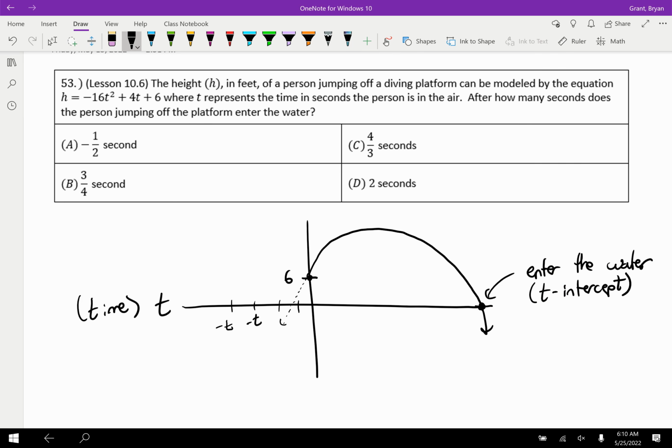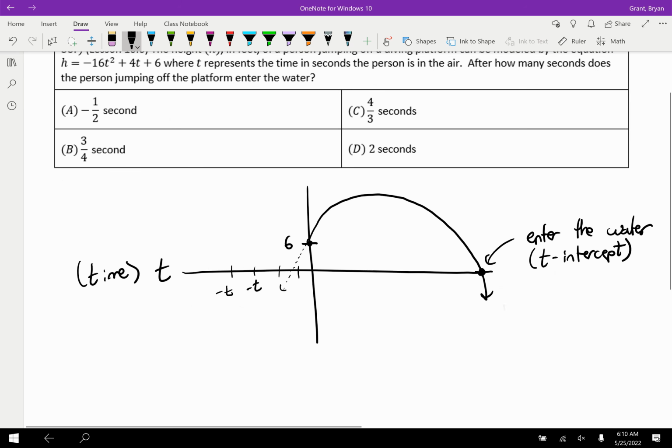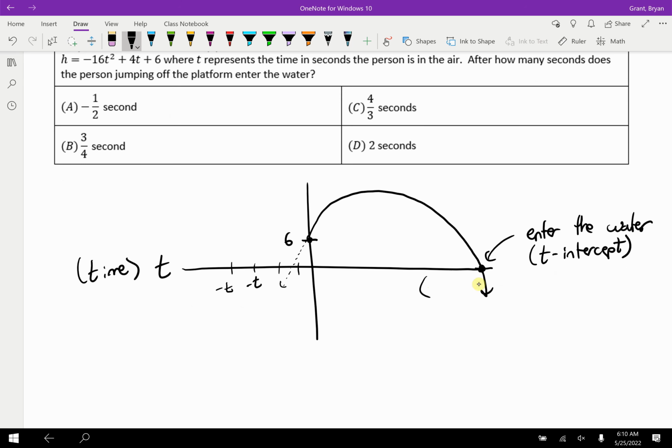So how do we find t-intercepts? Well, every time we want to find a t-intercept, if you think about this point, this is going to be some t, comma 0. I think that we need to make the h 0, right? The time when a person enters the water is when the height is 0. So I'm going to set 0 equal to my equation, negative 16t squared plus 4t plus 6.